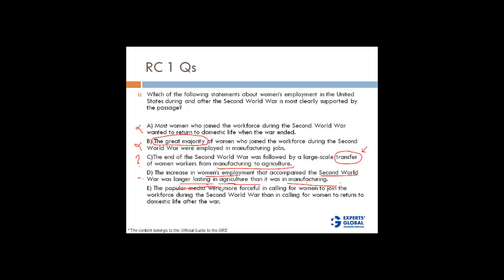The popular media were more forceful in calling for women to join the workforce during World War II than in calling for women to return to domestic life. Now we don't know the role of media during the war. It is never stated. It's not covered in the paragraph, so we will not choose this one. Between this and this, obviously there is a little bit of a question mark, but this appears to be the correct answer, and that is the central theme of the passage anyway. So we'll pick D as the correct answer.